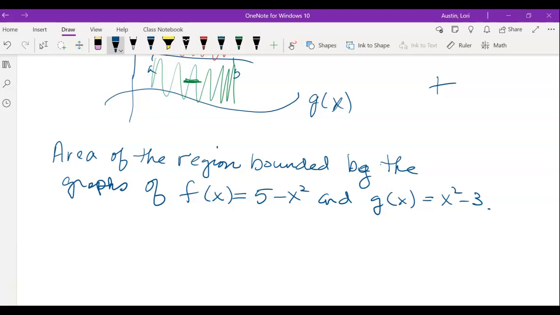So, bounded by the graphs. What that means is, I gave you two graphs you at least know the shape of a little bit. They're parabolas, correct? Everyone agree they're parabolas? This parabola has a minus x squared. What does that tell you? It's going down. This parabola has a positive x squared. What does that tell you?